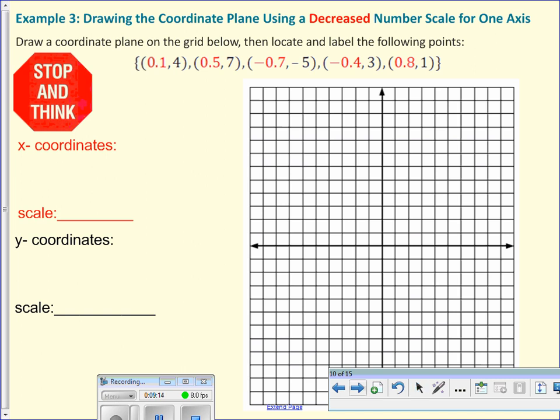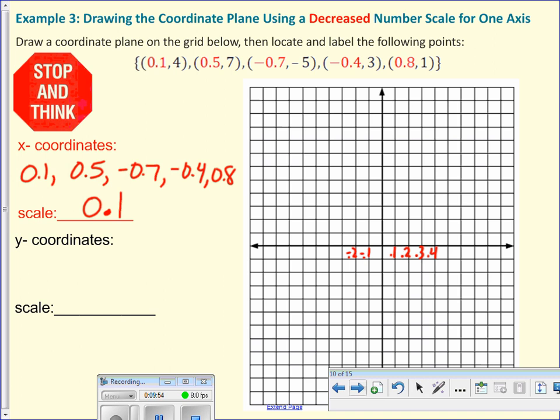Our x coordinates are 1/10, 5/10, -7/10, -4/10, and 8/10. So if I counted by 1s, all of my points would be crammed in a little spot. So what would be a better scale to use for my x-axis? Right, 0.1, which is tenths. And I always tell you to use the 0 as a placeholder, but this time I'll let you off the hook because you don't have a lot of room.